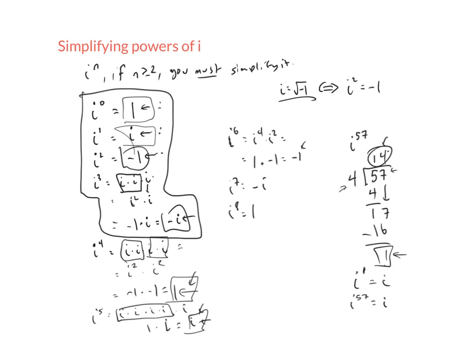Here, let me show you one more. Let's say I wanted to find i to the 99th. I'm going to take the 99 and divide it by 4. I'm going to ignore the quotient, because that's 1 times itself 24 times, which is basically another 1. And instead, I'm going to focus on the remainder, because that's how many i's I have left. So i to the 99th would be the same as i to the 3rd, which if you look at the previous pattern is negative i. And that's how you simplify powers of i.